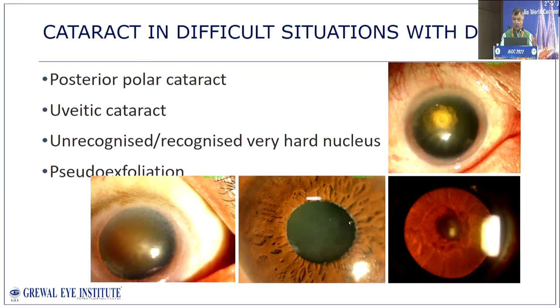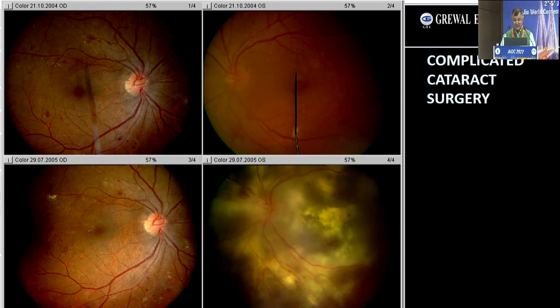So because anti-VEGF covers only 1 month. And we have these situations. Sometimes in a diabetic, you have posterior polar cataract, uveitic cataract, sometimes very, very hard or pseudo exfoliation. So much more bigger challenge. If you have some of these things, maybe you send the case to a person whom you don't like that much.